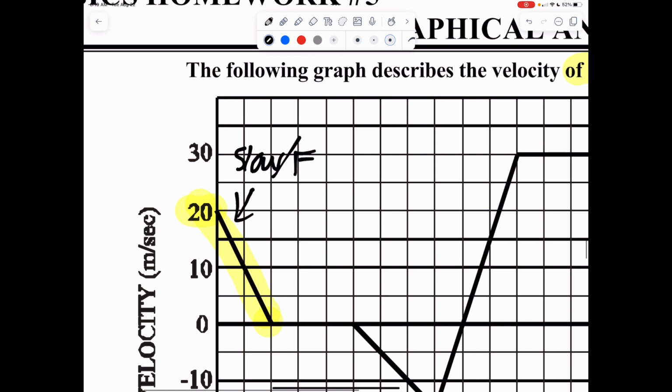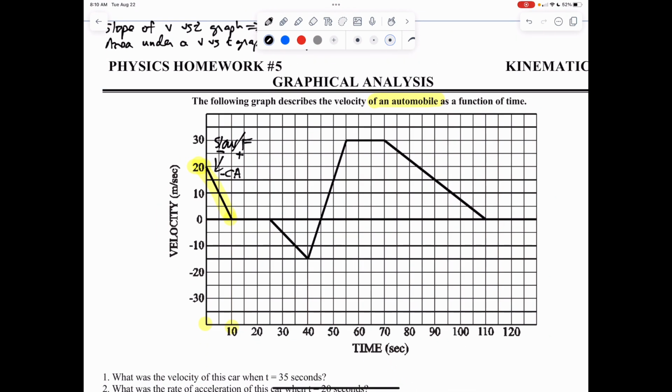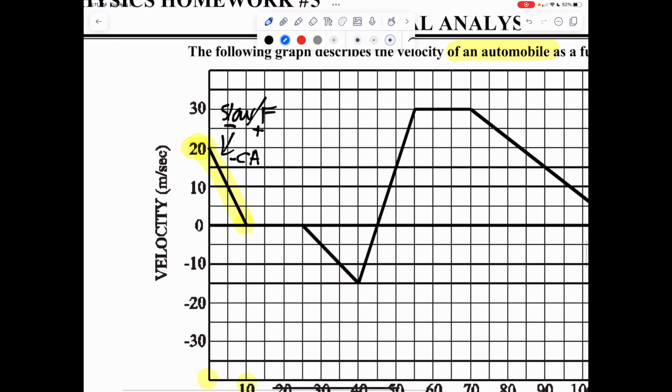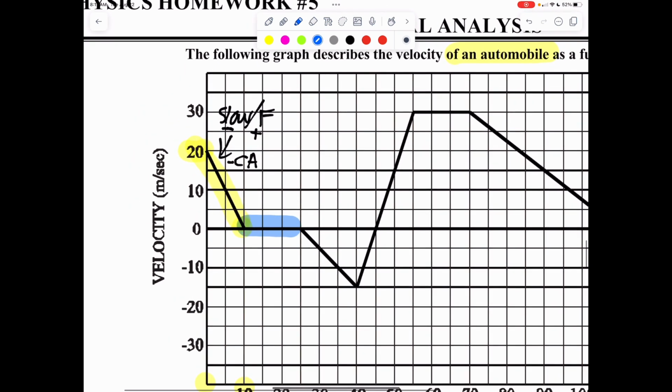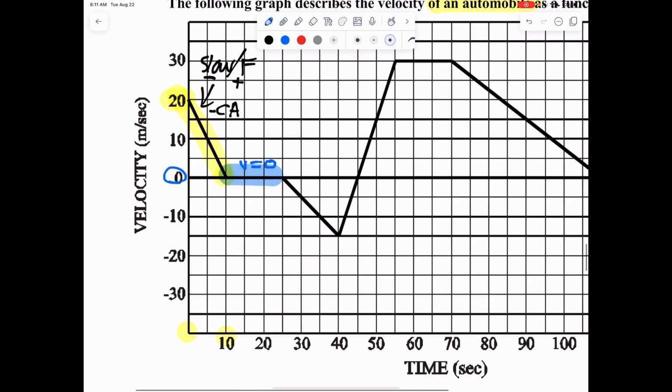Now let's put those together. When you're slowing down, you have a negative change in velocity. Going forward is a positive direction. Put those two together and we're looking at negative constant acceleration for the first 10 seconds. Now from 10 to 25 seconds, that little section right there, sorry, I misspoke earlier, the car is at rest. So velocity equals 0 right there. The car stopped.